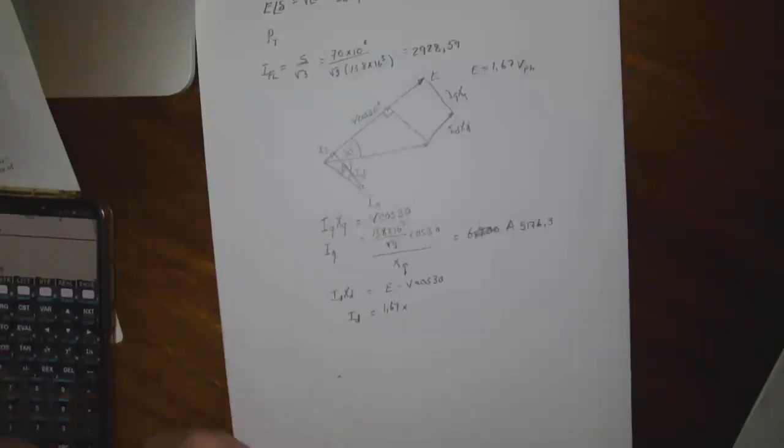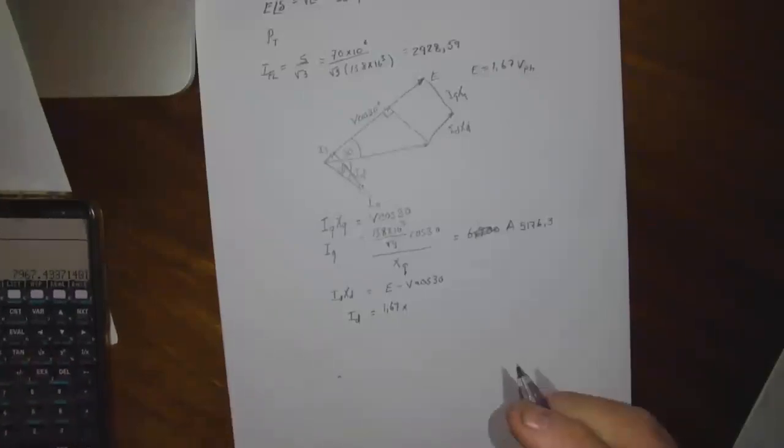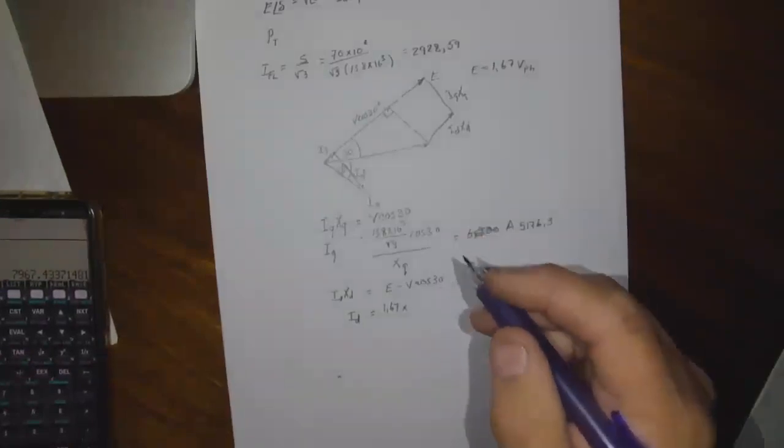Sir, your IQ XQ is equal to V sine 30, not cos. Yeah, right, fine.